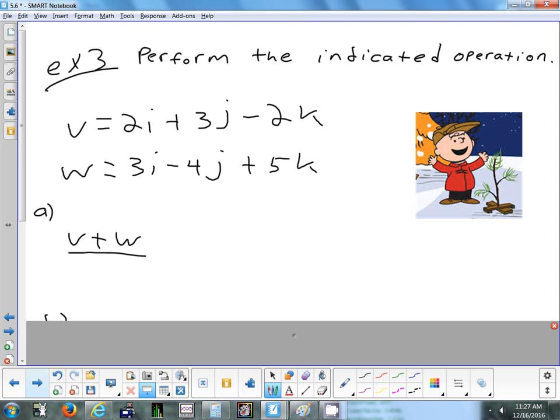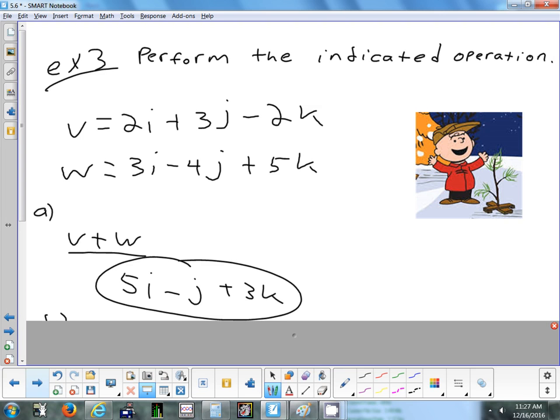Okay. So what would be my i component when I add these up? 5. 5i. How about the next component? Yep, it's 3 plus -4. You could put -1j, but you don't need to. And the k component? Plus 3k. If you were going to write it with the angle bracket, it would be 5, -1, 3. Either answer is correct if they don't say how to write it.